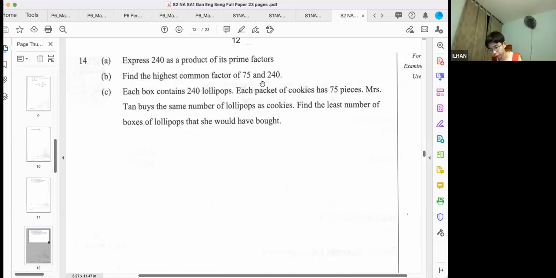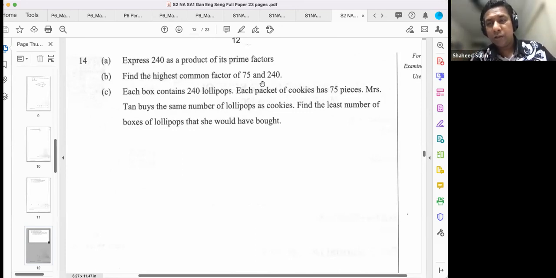The highest common factor is 15. Congratulations. How do you get that? You guess or what? No. So I compare the 240 and the 75, then I pick the smallest number. You mean from the prime factorization, yeah. Great. If they ask you to find the LCM, do you know what to do? Pick the highest number, the biggest number, and times each other. Well done. Okay, now you try C.